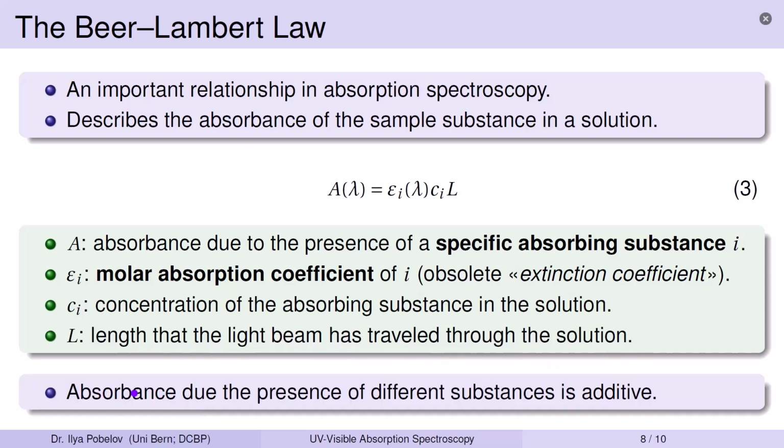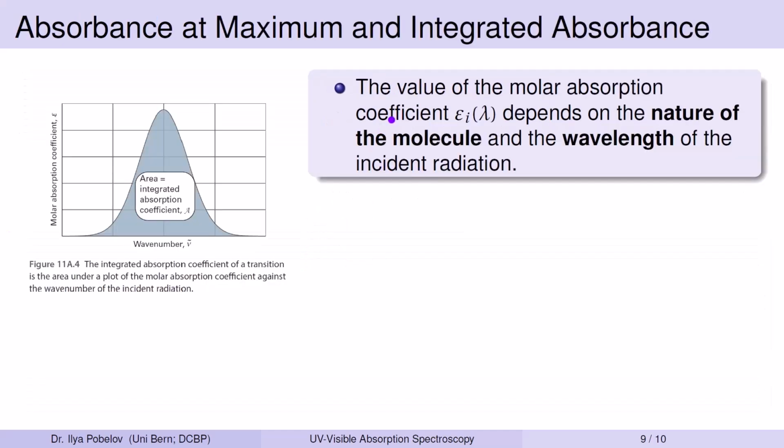Note that absorbance due to different molecules is additive, meaning the total absorbance of a mixture is the sum of the absorbances of its components. The molar absorption coefficient epsilon is a measure of how strongly a substance absorbs light at this specific wavelength. Its value depends on the nature of the molecule and the wavelength of the incident radiation.